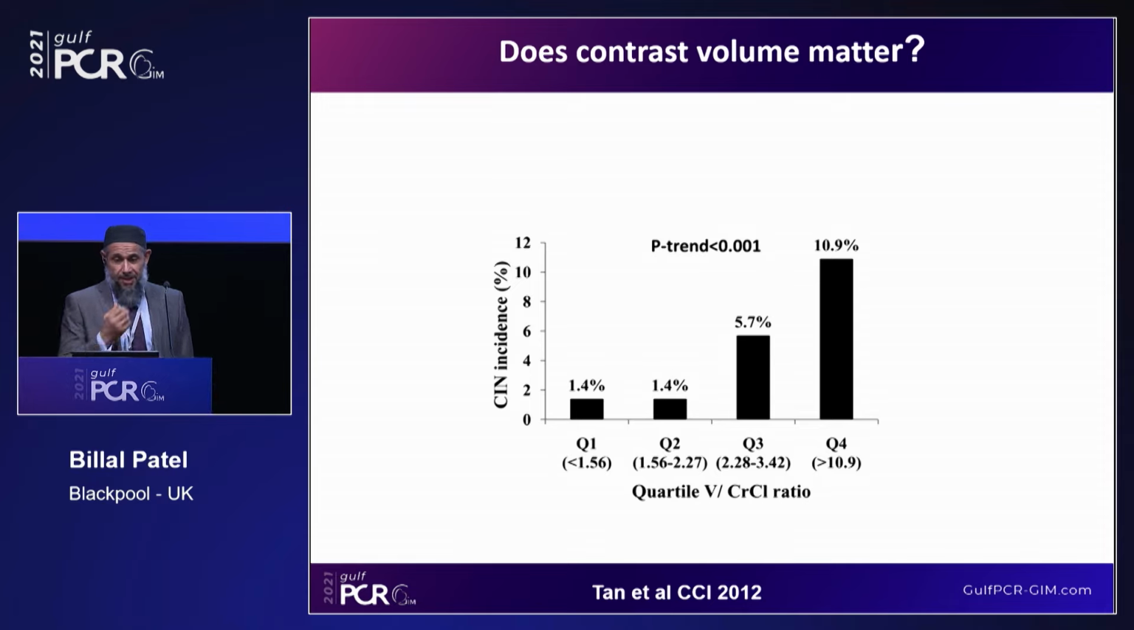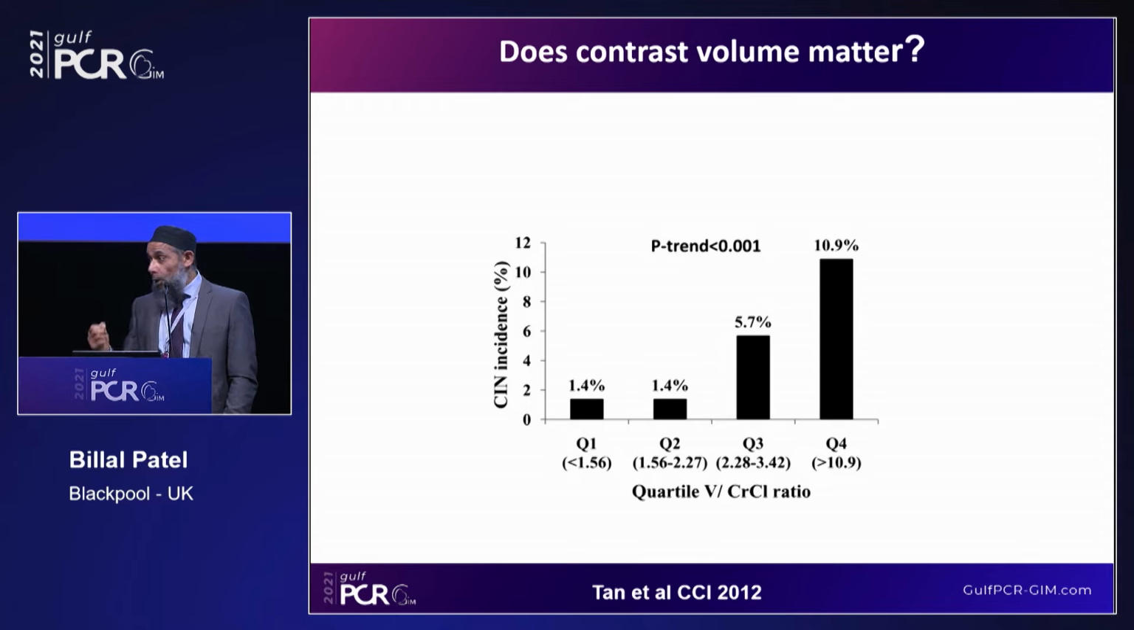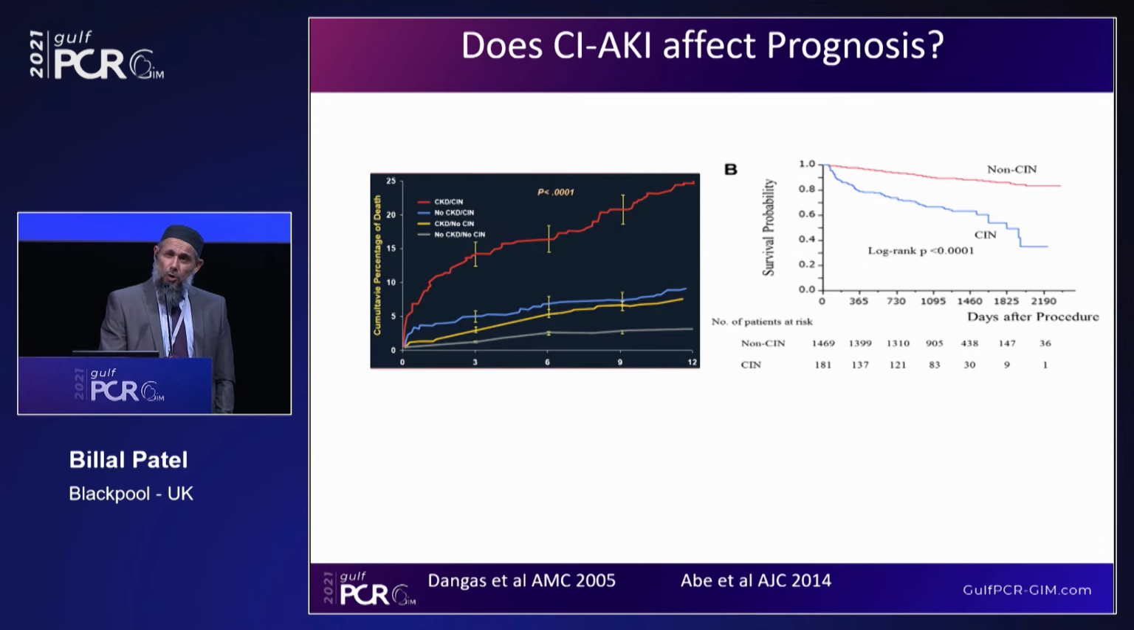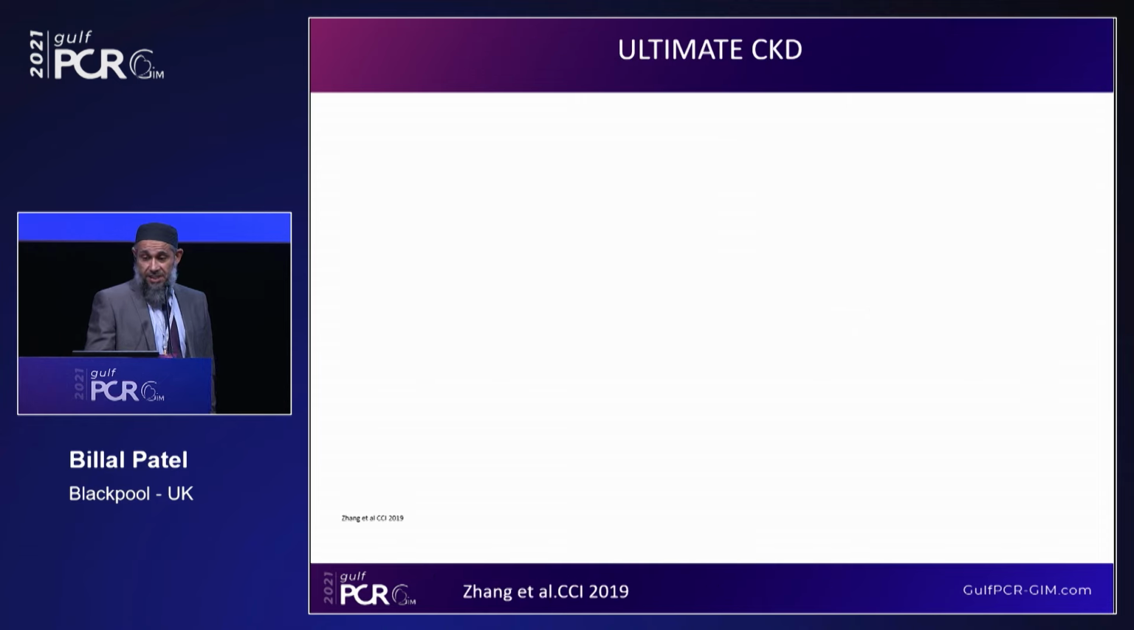Does volume matter? So this study looked at the ratio of contrast volume over creatinine clearance, and the sweet spot is around 2. So if you've got creatinine clearance of 30, once you give them over 60 mils of contrast, your incidence of contrast-induced AKI goes up significantly. What about prognosis? If patients with pre-existing CKD develop contrast-induced AKI, the mortality is 25% at 12 months, and the curves continue to diverge looking at other studies.